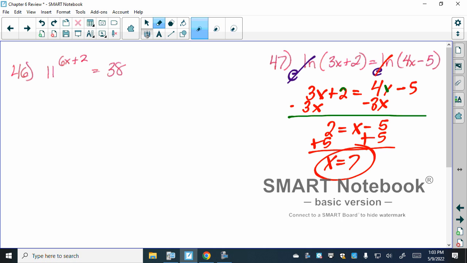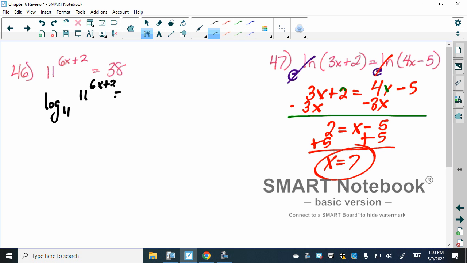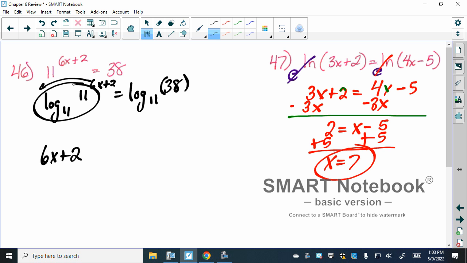To get the variable out of the exponent, we're going to apply log base 11 to both sides. Because here the exponent would move to the front, leaving us with log base 11 of 11. And whenever the base and what's inside the logarithm are the same, it simplifies to 1.